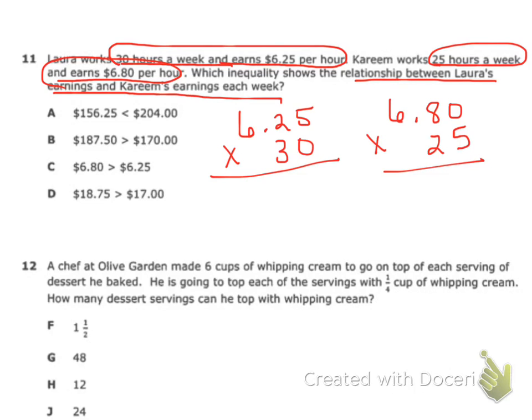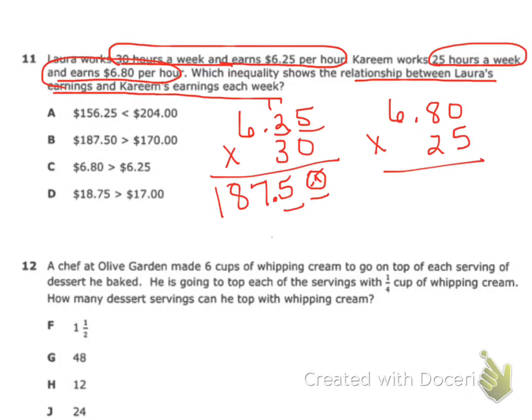Now remember, we want to compare their earnings. So in order to compare their earnings, I have to know the answer to both of these problems. Alright, so I'm going to start here. I don't have to do the 0. I'm just going to start with a placeholder. 3 times 5 is 15. 2 times 3 is 6 plus 1 is 7. 3 times 6 is 18. Remember, there are 2 decimal places, so I need 2 decimal places in my answer.